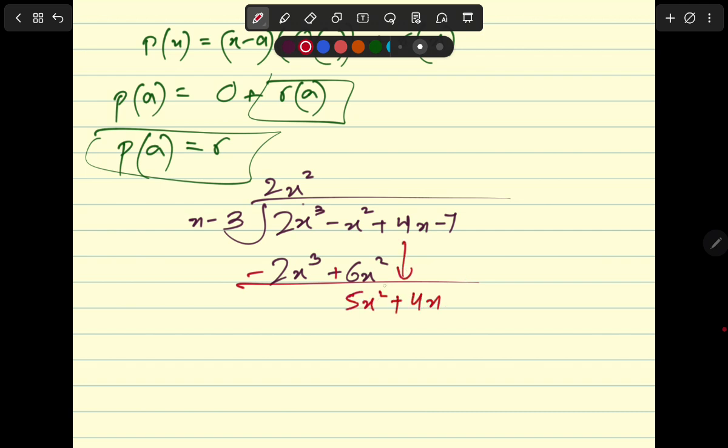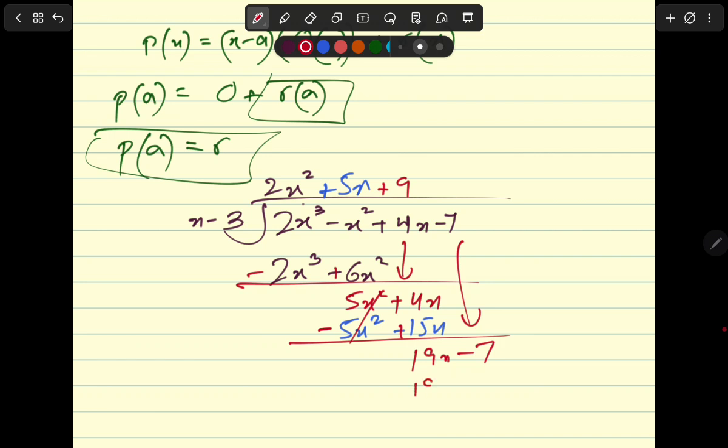And now I divide this 5x squared by x in order to get the next term in the quotient, which is going to be plus 5x. So this becomes 5x squared minus 15x. Now I change the signs, which is extremely important. So this gets cancelled. 5 plus 14, 15 plus 4 is 19, 19x. This negative 7 gets copied down. And then I multiply by 9. So this becomes 19x minus 27. This gets added. So the remainder is 20.